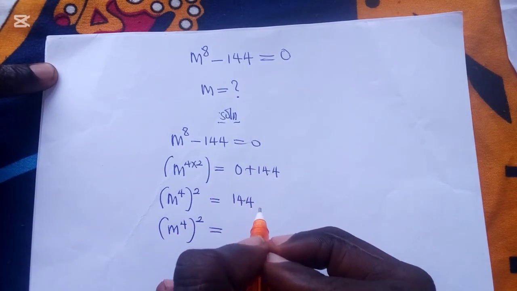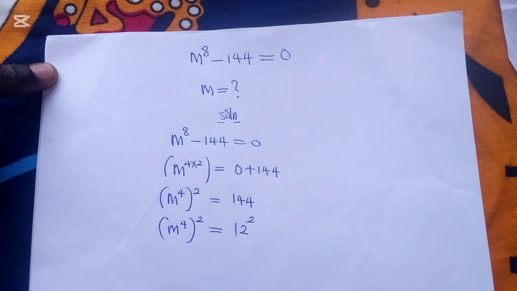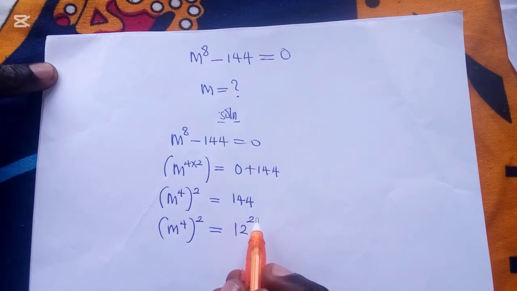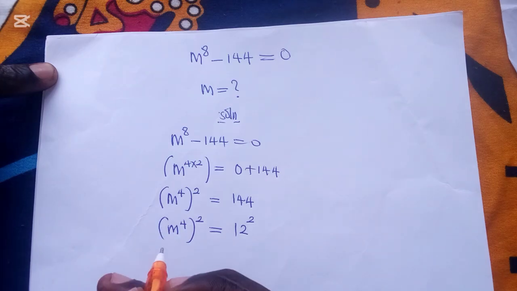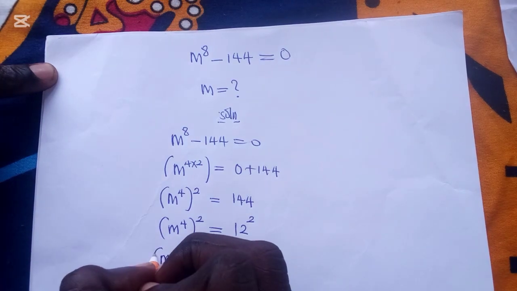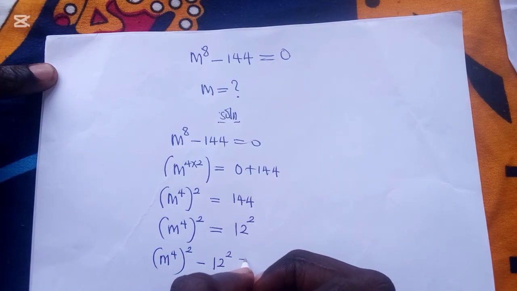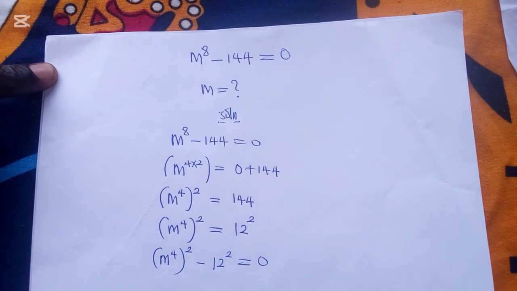We know we can also express 144 as 12 raised to the power 2, as a difference of two squares. From this point we can move this 12 raised to the power 2 to this side. Now we say m raised to the power 4 raised to the power 2, when this one is moving, I'm going to have minus 12 raised to the power 2, then everything becomes 0.